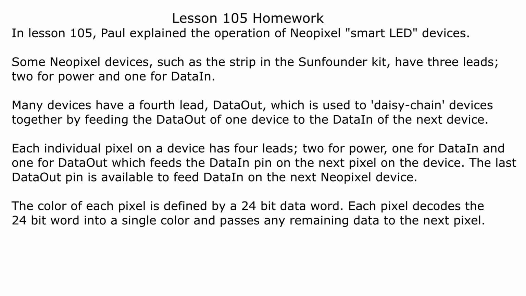Each individual pixel on a device has 4 leads, 2 for power, 1 for data in, and 1 for data out, which feeds the data in pin on the next pixel on the device. The last data out pin is available to feed data in on the next NeoPixel device. The color of each pixel is defined by a 24-bit data word. Each pixel decodes the 24-bit word into a single color and passes any remaining data to the next pixel.